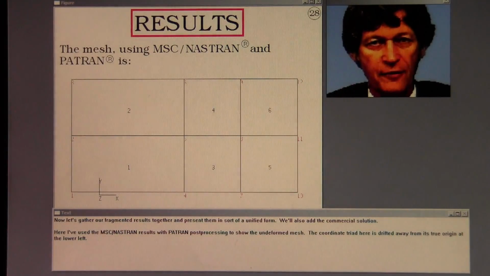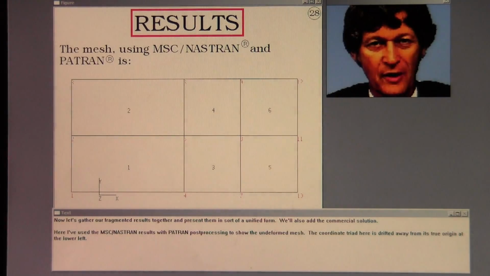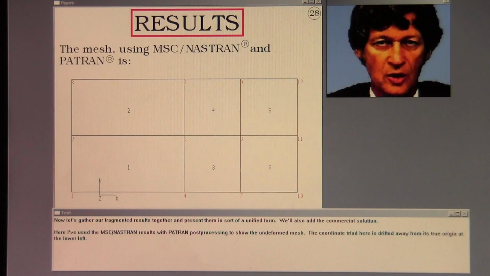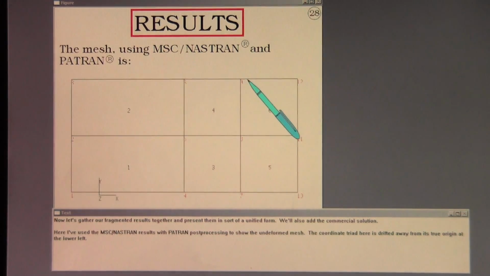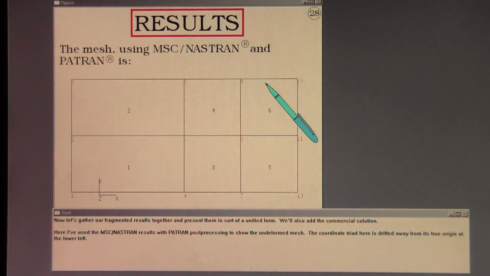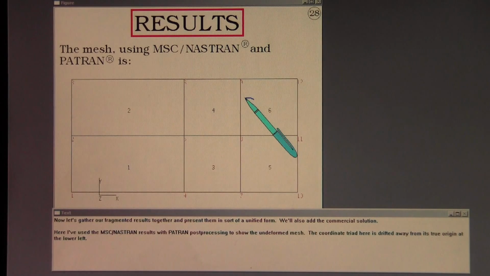Now let's gather our fragmented results together and present them in a unified form. We'll also add the commercial solution. Here I've used the MSC NASTRAN results with Patran post-processing to show the undeformed mesh. The coordinate triad here is drifted away from its true origin at the lower left.